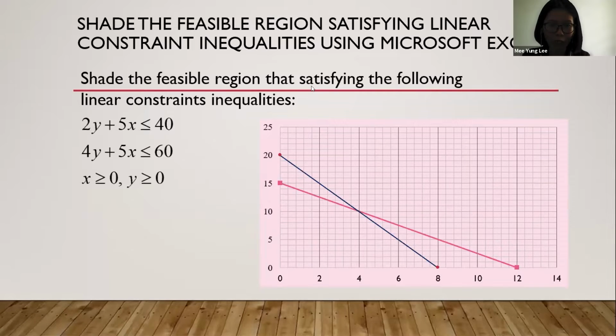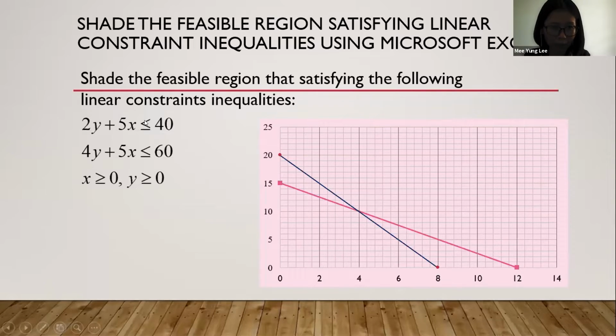Okay, so for the line 2y plus 5x equal to 40, the y-intercept is 20, the x-intercept is 8. So this blue line is the line for the first constraint. Okay, and the line in pink represents the line 4y plus 5x equal to 60, where the y-intercept is 15 and the x-intercept is 12. x equal to 0 will be just the line of the y-axis. And y equal to 0 is the line of the x-axis.